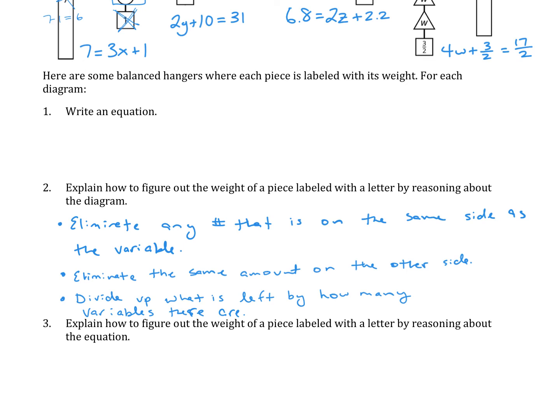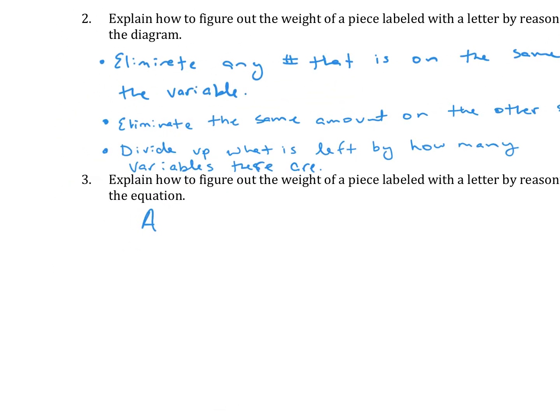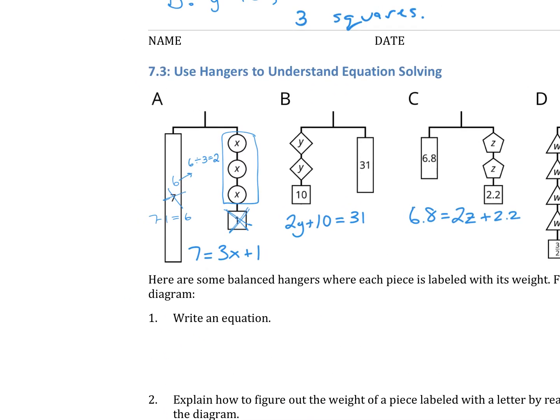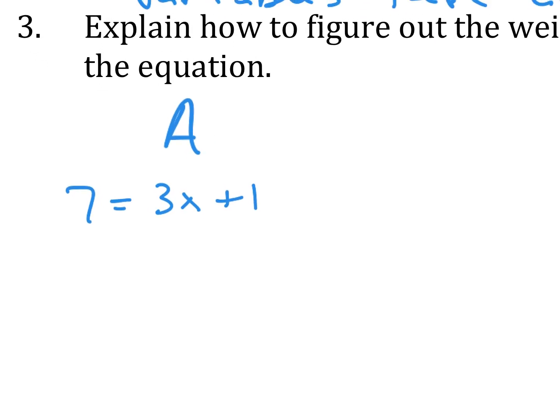Now let's talk about what we would do to equations to figure out the unknown. So for this one, we're going to actually do all 4 hangers. So let's start with hanger A. And our equation was 7 equals 3x plus 1. And if we recall from the hanger, the first thing we did was eliminate a 1 from the side with the x's are. So I'm going to do the same thing here. I'm going to eliminate 1. So in order to eliminate that, I need to subtract. But we also eliminated 1 from the other side, so I'm going to subtract 1 on this side as well.